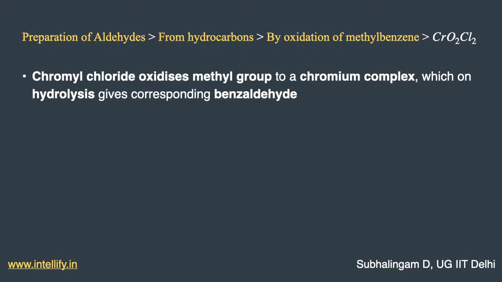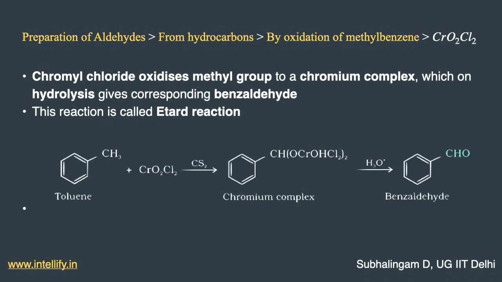Chromyl chloride oxidizes methyl group to a chromium complex, which on hydrolysis gives the corresponding benzaldehyde. This reaction is called Etard reaction. For example, let's consider this reaction. We have toluene with CrO2Cl2. I get a chromium complex, that's an intermediate. When I treat it with CrO2Cl2 in presence of CS2, that's a solvent, the toluene gets converted to a chromium complex. Then when I hydrolyze it, I get benzaldehyde.